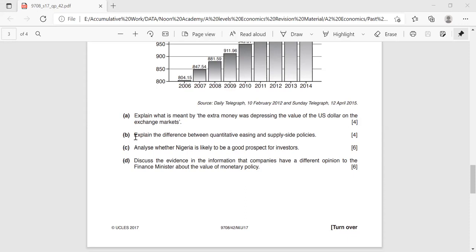Explain the difference between quantitative easing and supply side policies. This should be simple. We have already discussed what quantitative easing is. You will explain in detail because this is for 4 marks. You will say quantitative easing is part of monetary policy through which the government affects the interest rates in the economy. How does it do that?